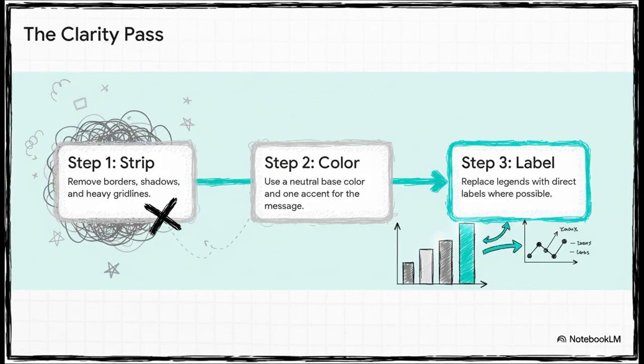So I call this the 3-step clarity pass. Step 1, remove all the junk. Step 2, use color with a purpose. Make most of the chart a neutral gray and then use one single bright color to highlight the most important part of your story. And step 3, label your data directly so it's impossible to misinterpret.